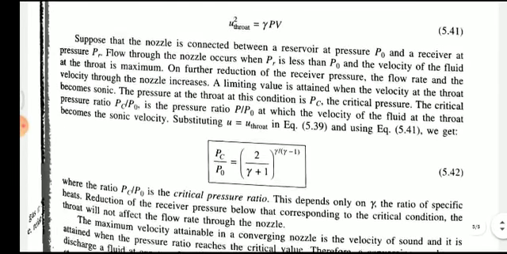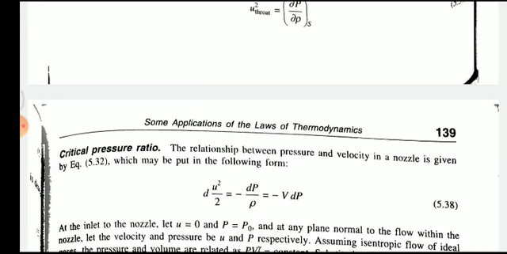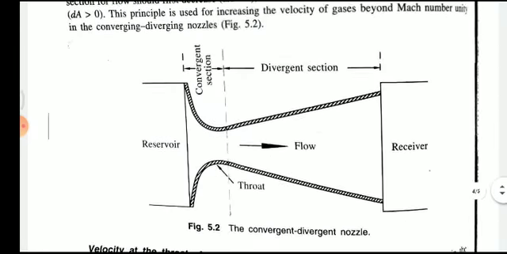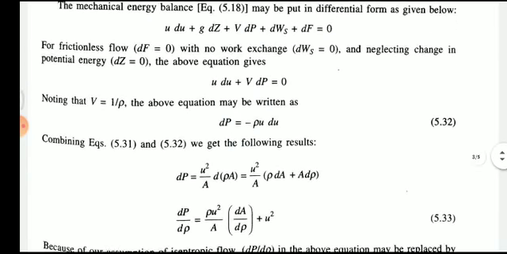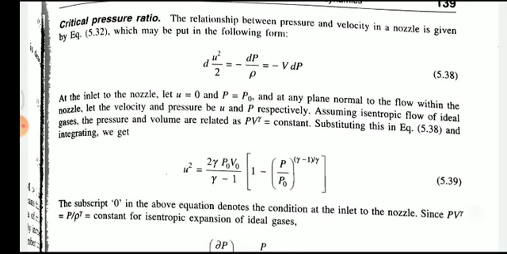Critical pressure ratio. The critical pressure ratio is then the relationship between pressure and velocity in the nozzle, which is given by equation 5.32, which may be put into the following form. dp is minus rho u du. So it will be written as du square by 2 is equal to minus dp upon rho, is equal to minus v into dp.